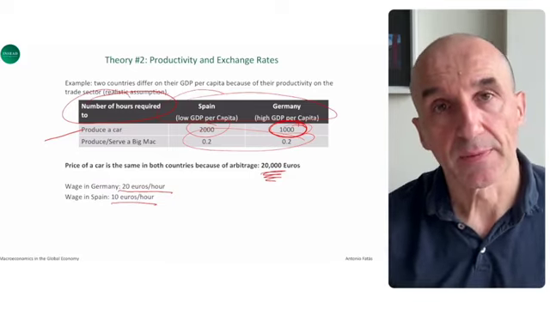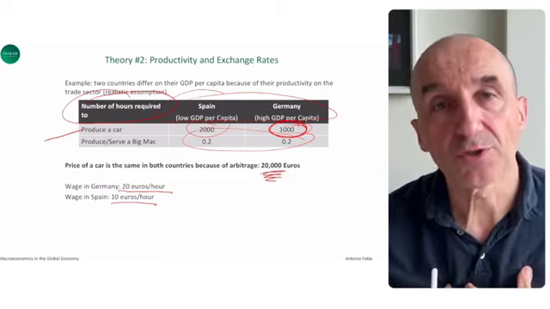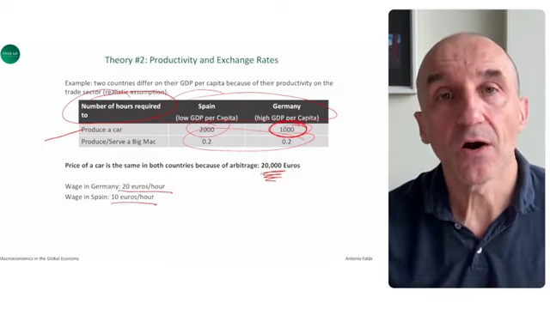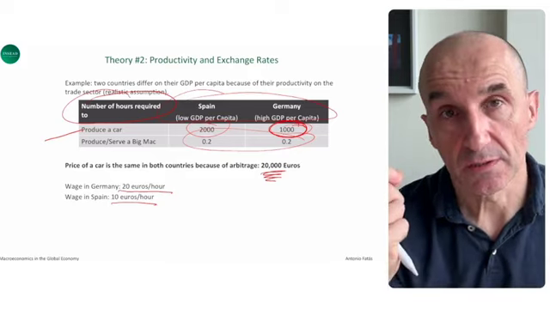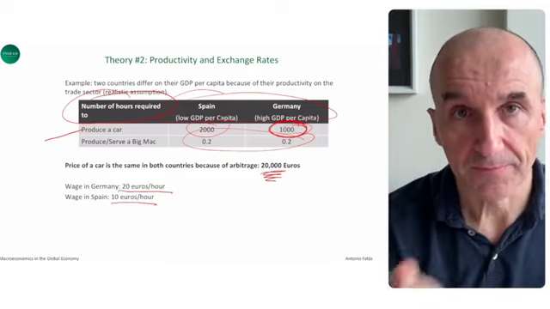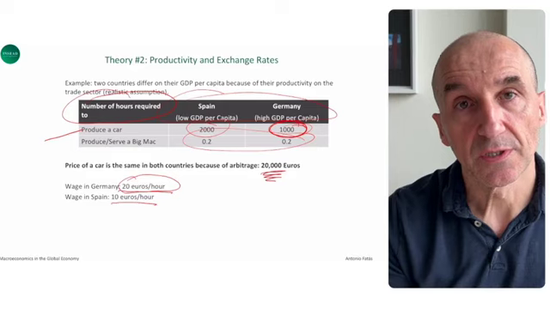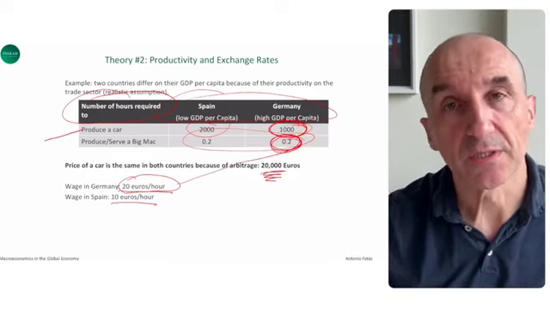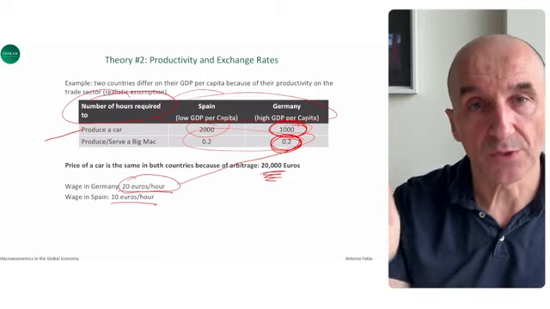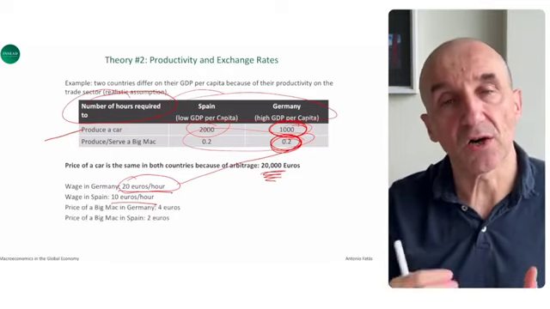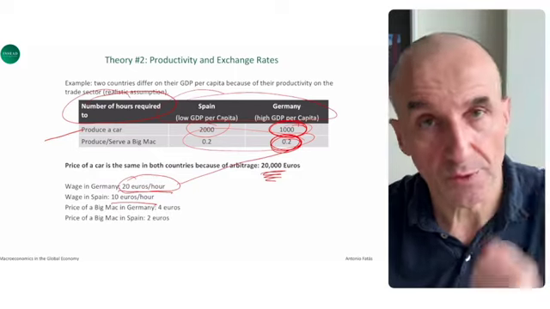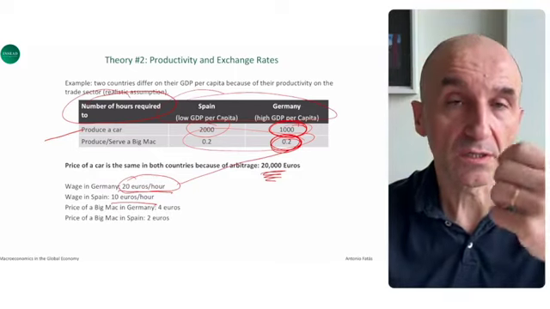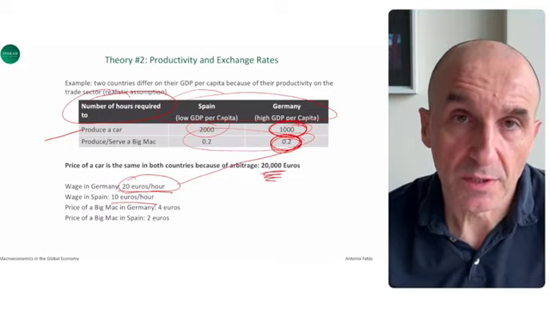Now comes the next step. I'm McDonald's. If I'm in Germany, I need to hire workers which are more expensive. How much is the cost of producing a Big Mac? So take the 20 euros. You know that it takes 0.2 hours to deliver the Big Mac. 0.2 times 20 euros, it means the cost for McDonald's is 4 euros. The same calculation in Spain, because the wages are lower, the cost is only 2 euros.